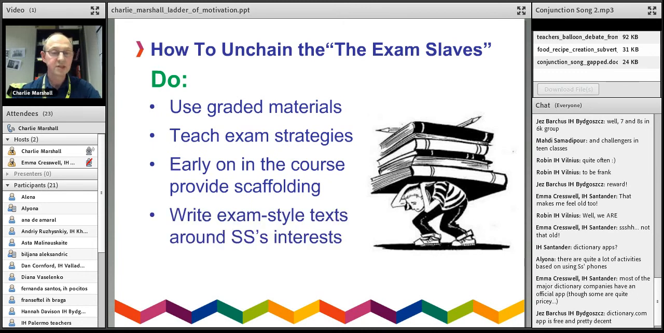Do write exam-style texts around the students' interests. I know this is going to take lots and lots of extra time for teachers, but the payoff is so great that I think it's really, really worth it. And do offer a varied diet.